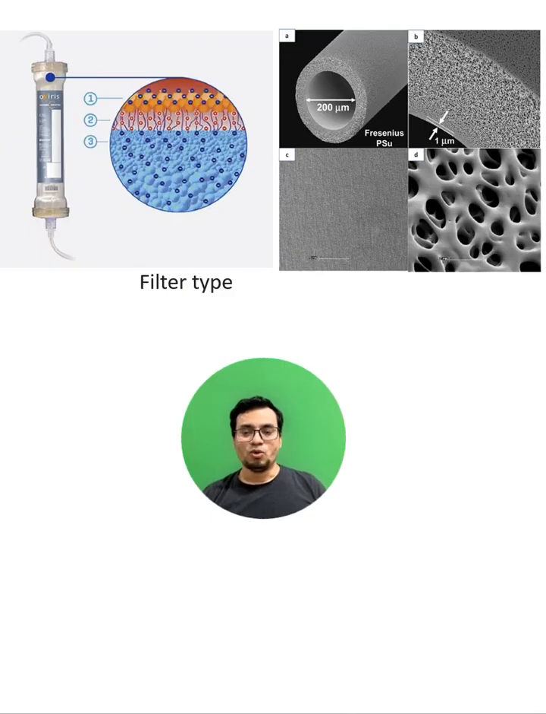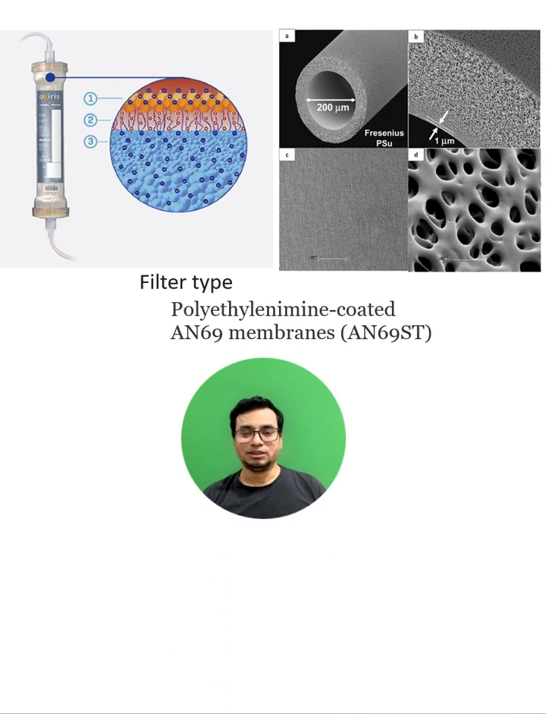Another one is the coating with polyethyleneimine-coated AN69 membranes, which are less thrombogenic. So this is another type of special coating which is less thrombogenic and will lead to improved filter lifespan. All these interventions have actually not been tested in the trials, so they have some value but still need to be tested.